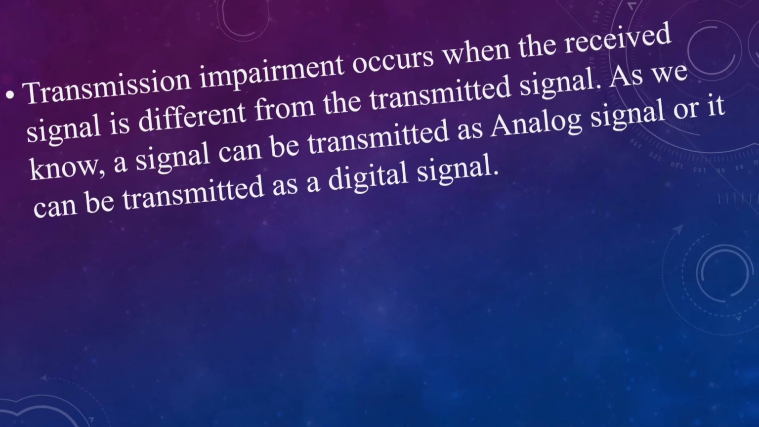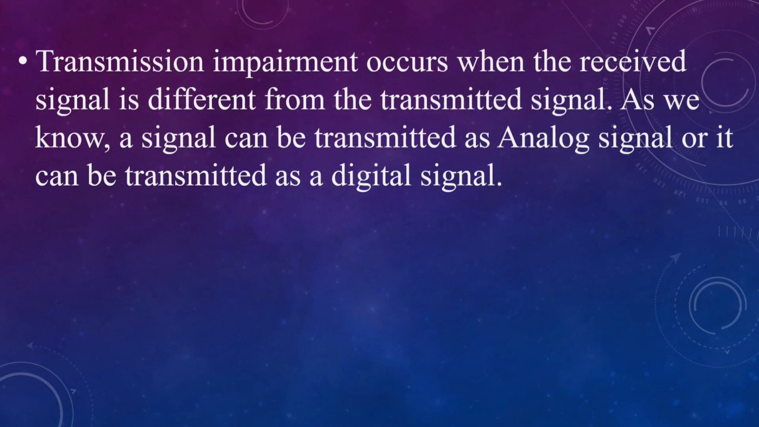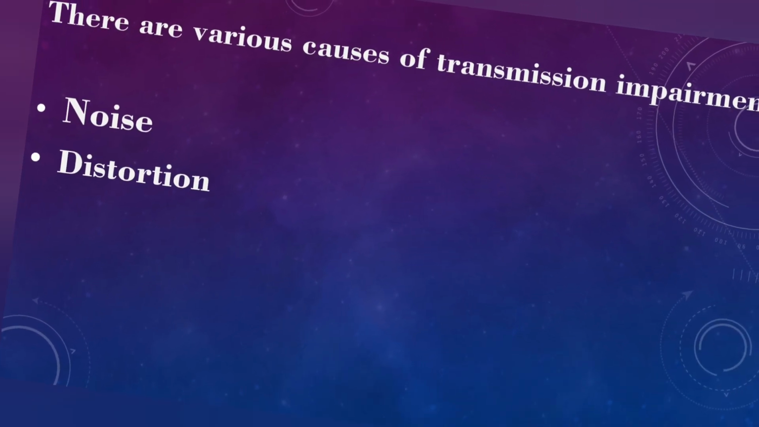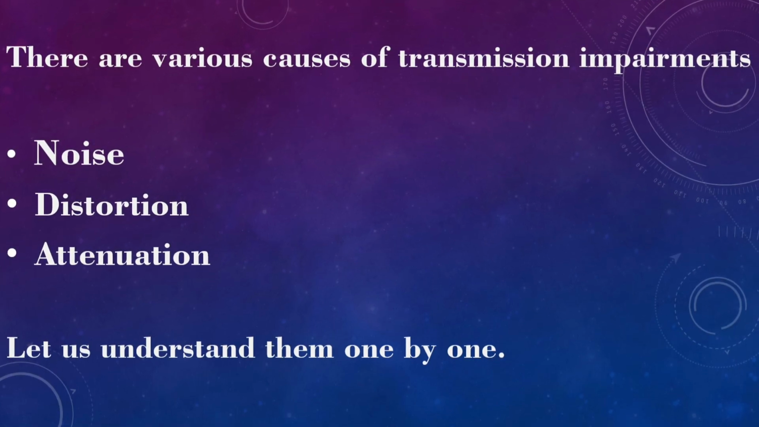As we know, a signal can be transmitted as an analog signal or it can be transmitted as a digital signal. In analog signal, due to transmission impairment, the resulting received signal gets different amplitude or shape. In the case of digitally transmitted signals, at the receiver side, we get changes in bits. There are various causes of transmission impairments. First, noise. Second, distortion. Third, attenuation. Let us understand them one by one.